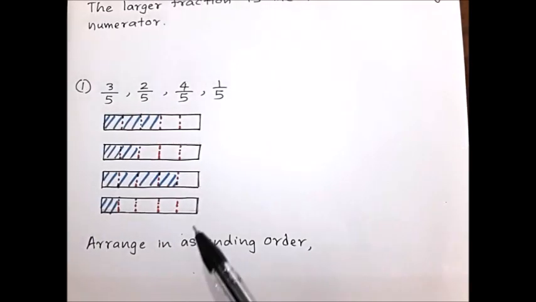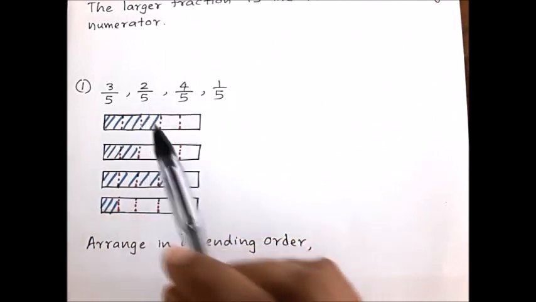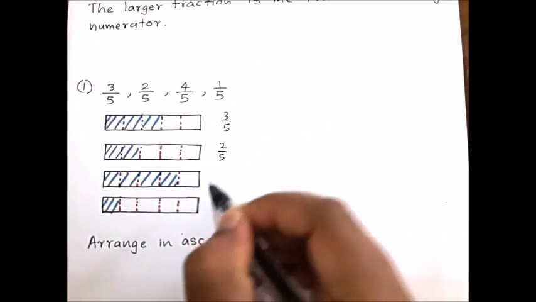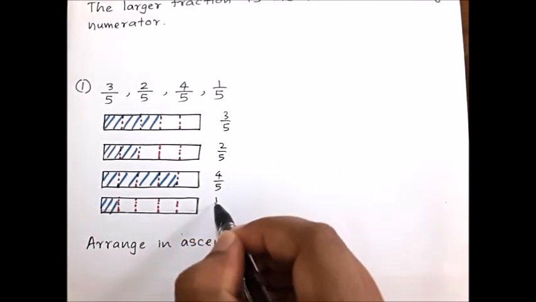Now look at this diagram. These diagrams represent above fractions. Here 3 over 5, 2 over 5, and here 4 over 5, and here 1 over 5.